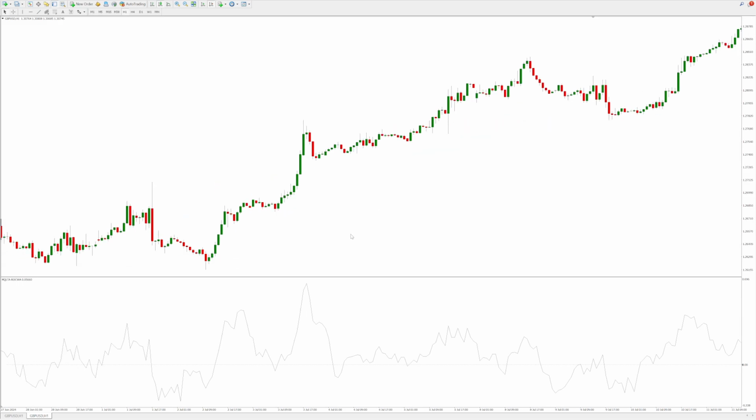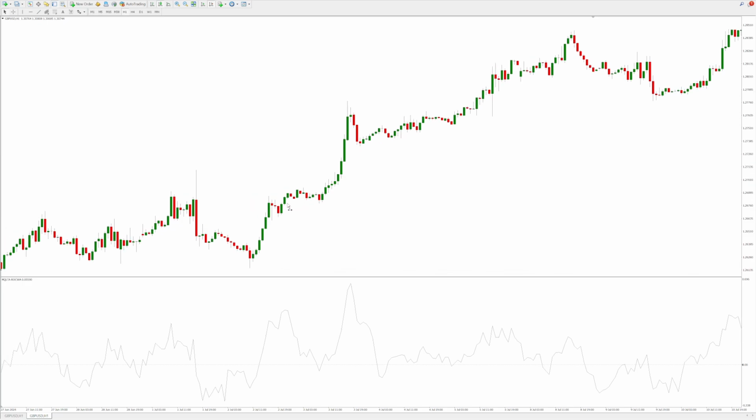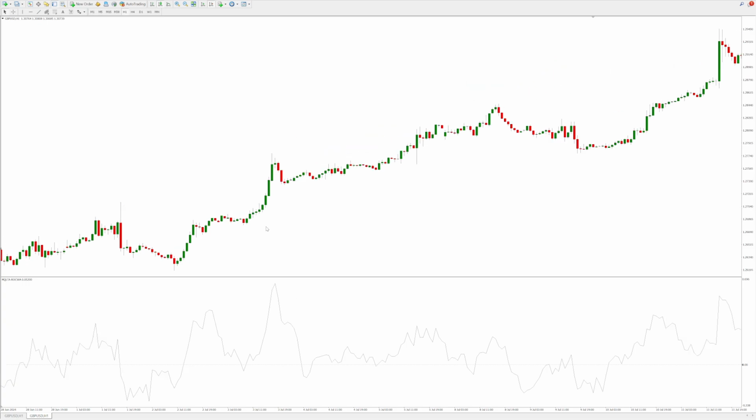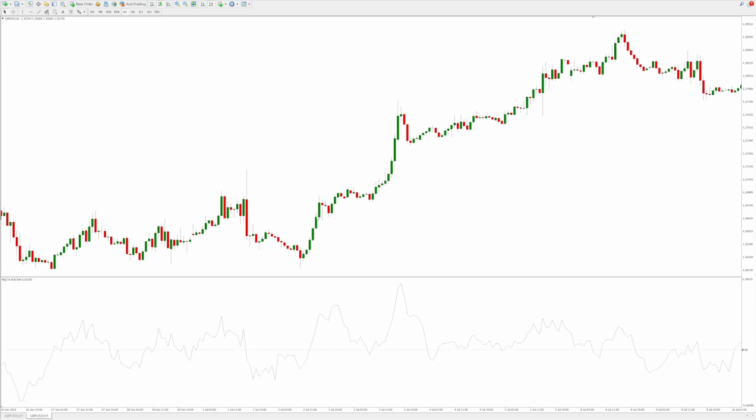I personally wouldn't use this indicator on its own. I'd be looking for confirmation via candlestick patterns, other price action analysis, certainly support and resistance levels, but I'll show you now how we can use this indicator in our trading.